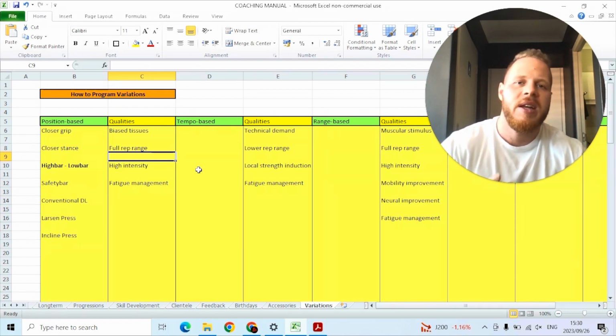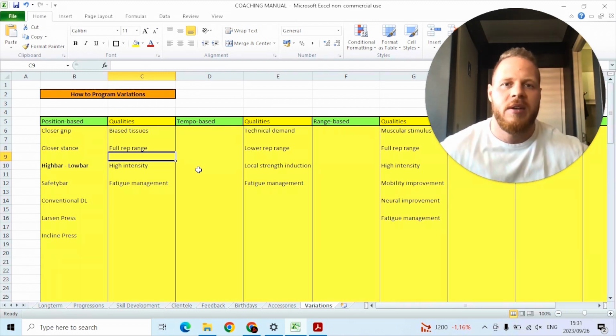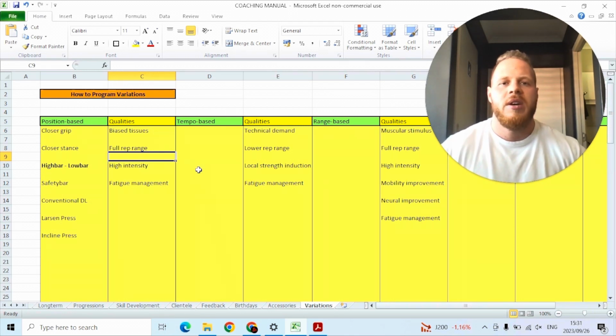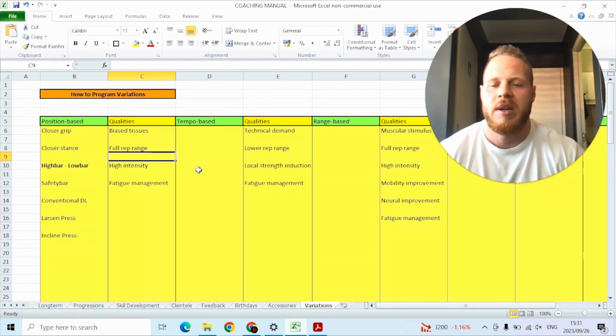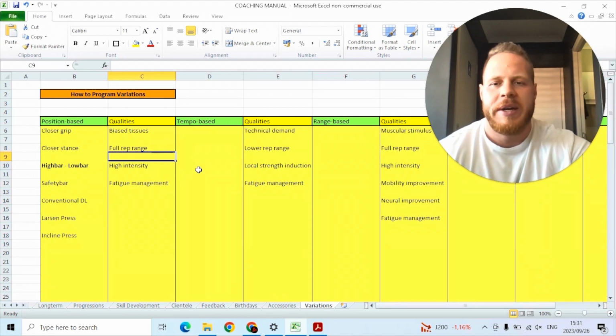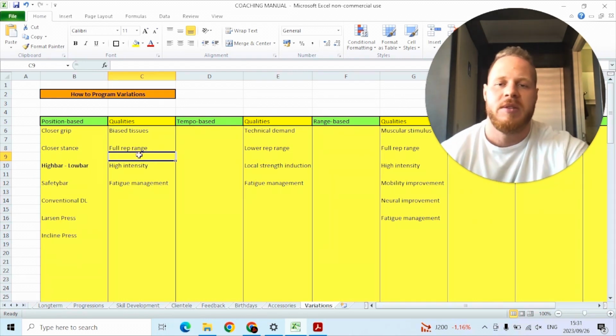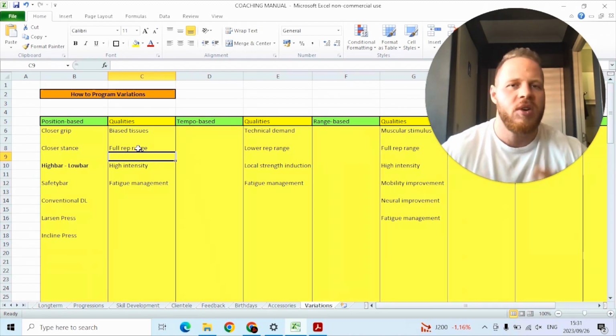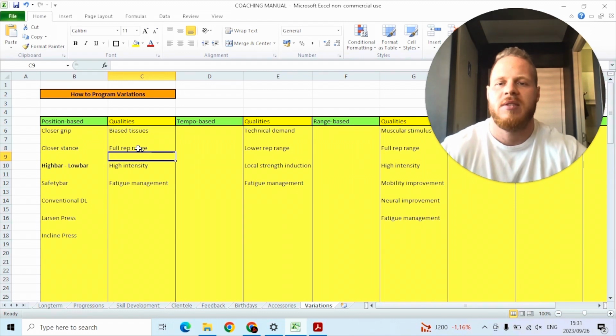So definitely able to experiment with a full rep range, looking to see what's going to be most beneficial for the individual. So this is what I love about positional variations. I love incorporating them in all sorts of different training phases to induce different qualities.